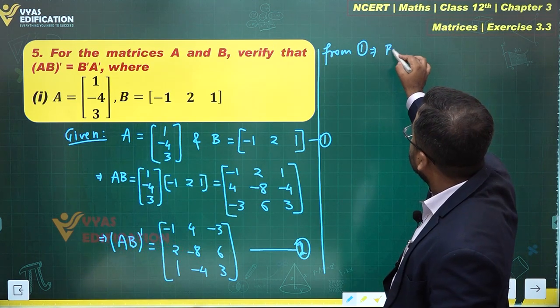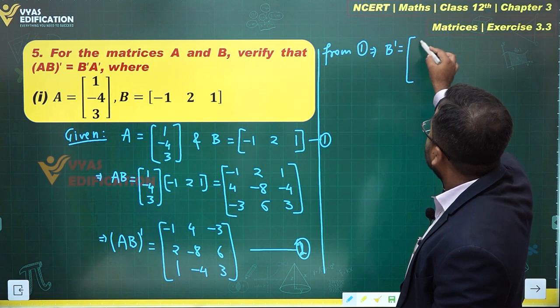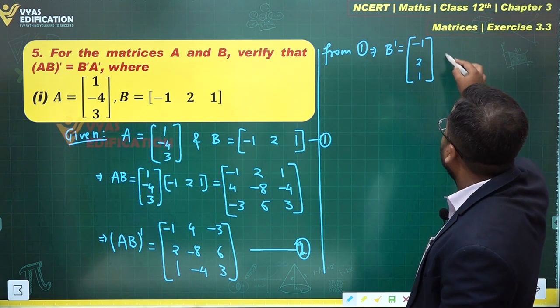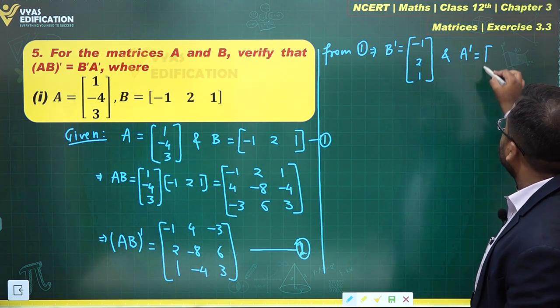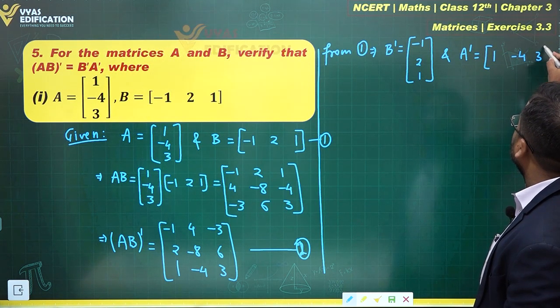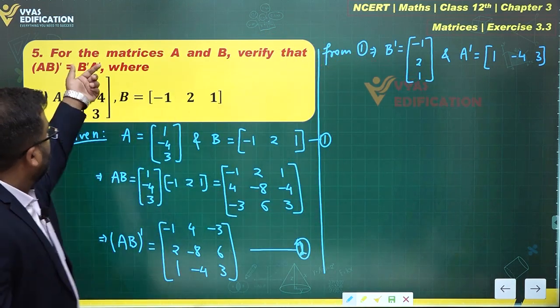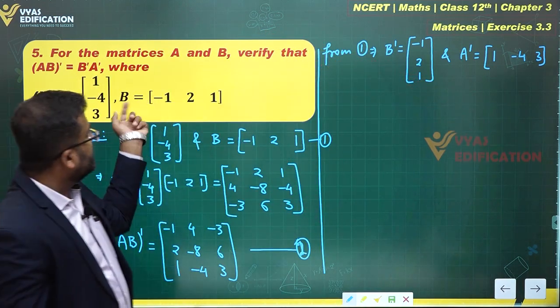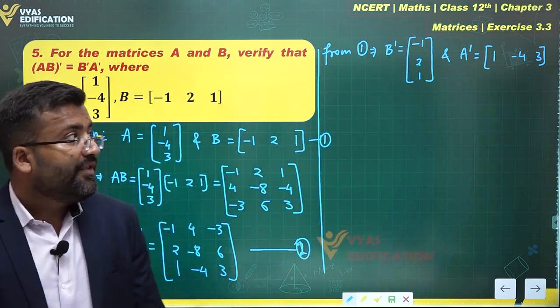What is B transpose? B transpose is the transpose of this, which becomes minus 1, 2, 1, and A transpose is the transpose of that matrix, which is 1, minus 4, 3. This is what I get. The transpose of this column matrix becomes a row matrix, and the transpose of this row matrix becomes a column matrix, as you can clearly observe over here.